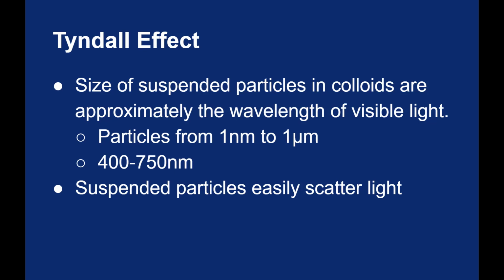This is why fog machines and smoke machines are used for laser shows, because the fog or smoke is a colloid. And so as the laser beam goes through the colloid, you can see the beam scatter a little bit, and you can actually see the beam traveling through the fog or the smoke. Without the fog or the smoke, you don't see the beam. You only see the dot where the laser is hitting a surface.